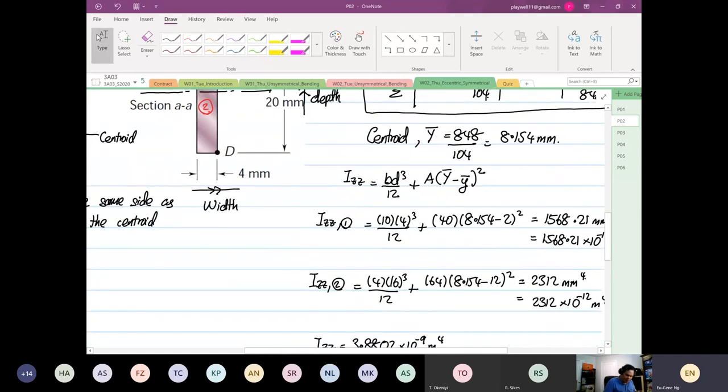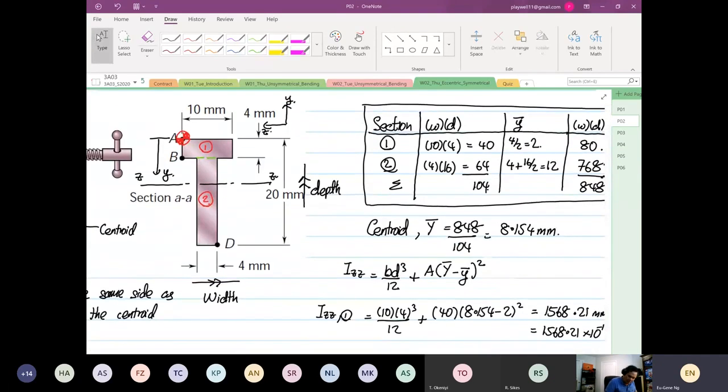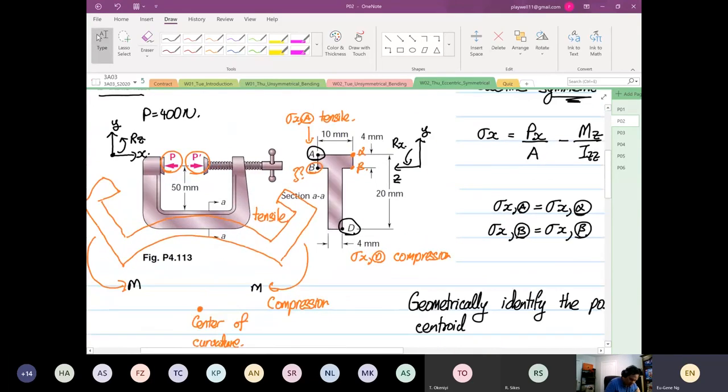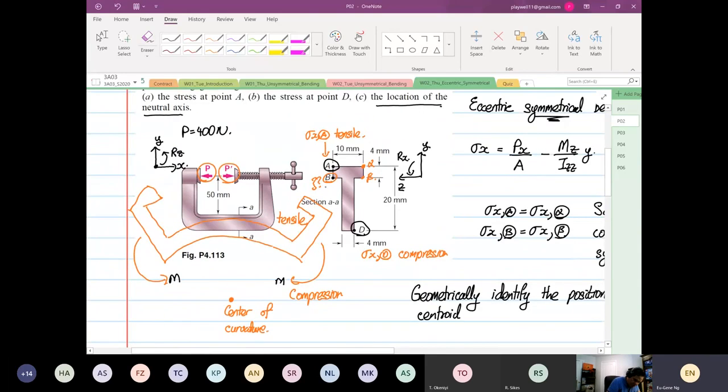Now, I did forget to mention this. We know that our centroid is 8.154. Looking at point B now, we know that stress x at point B will also be in the tensile mode, because the neutral axis, if I sketch it roughly, or the centroid, is going to be here. So this is the position of the centroid.